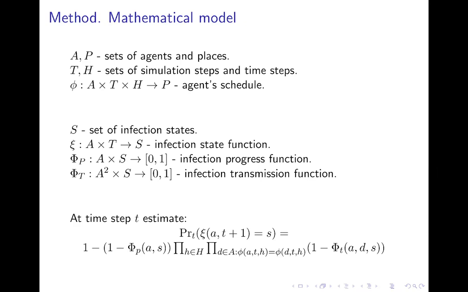As epidemiological models are dynamic in time, we have a set of simulation steps, T, and time steps, H. Each simulation step consists of several time steps. The only difference between them is that agents can change their infection state only at the end of a simulation step. Simulation steps can be thought of as days, time steps as hours. Agents can move around by following their schedule function phi. It tells at which place an agent is situated at a given simulation and time step.